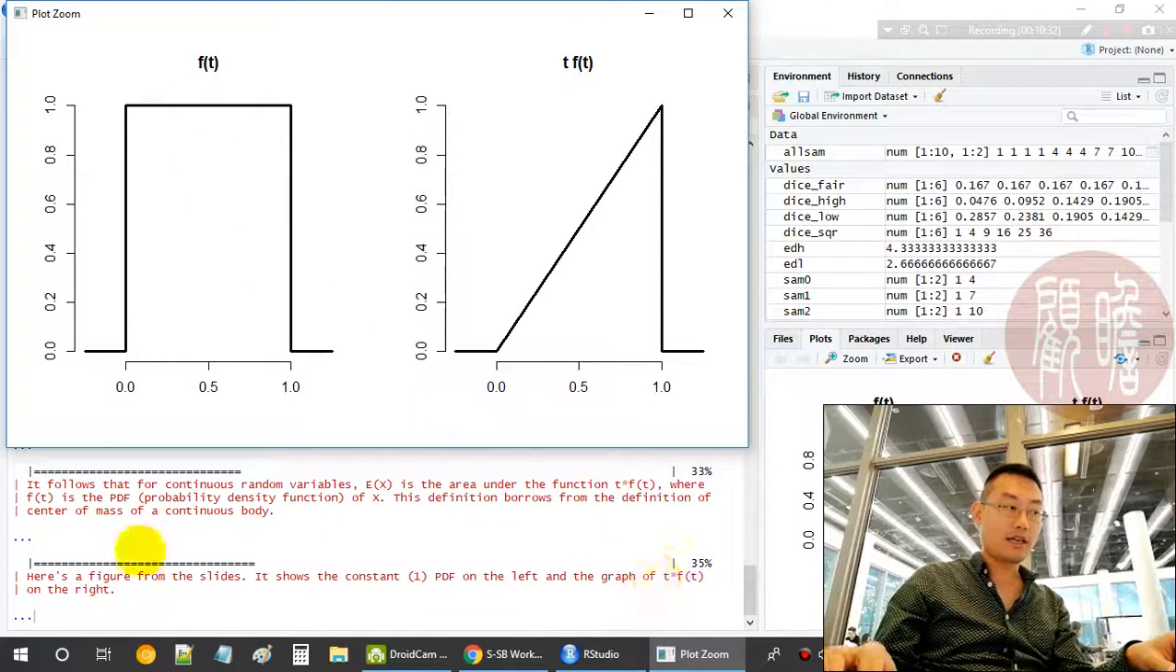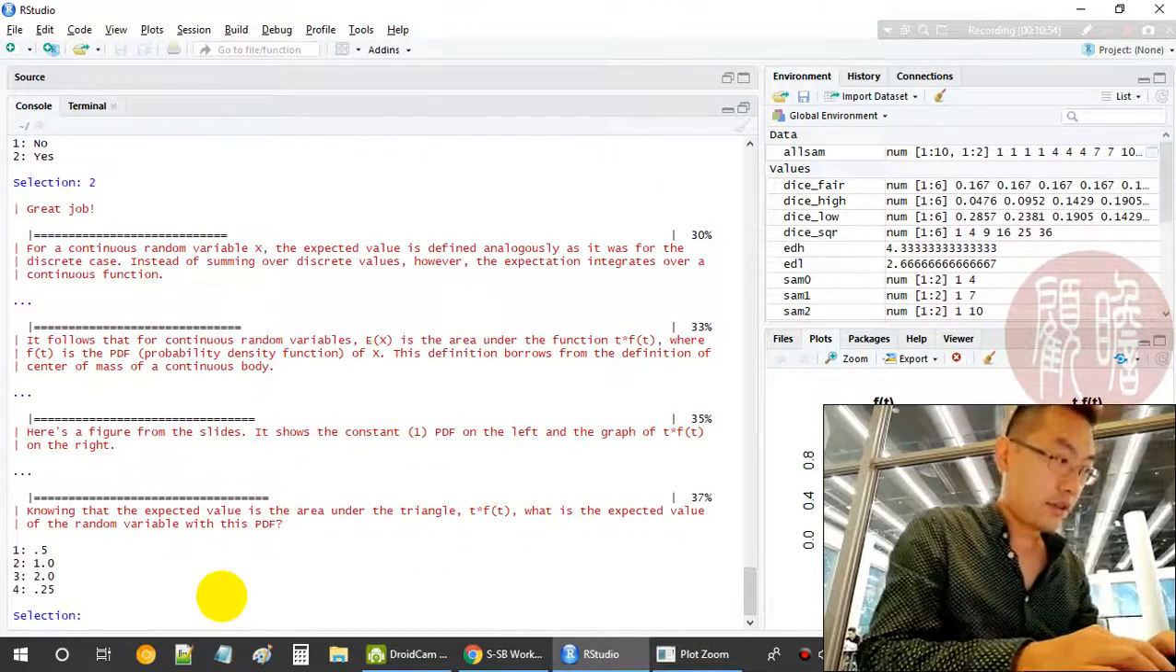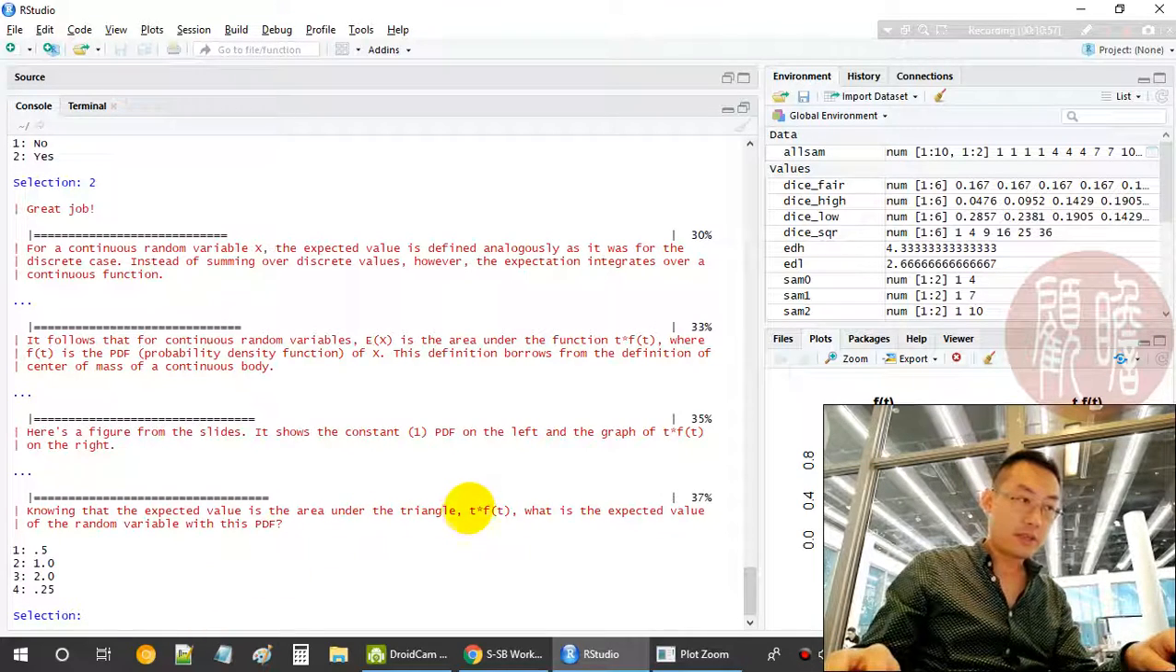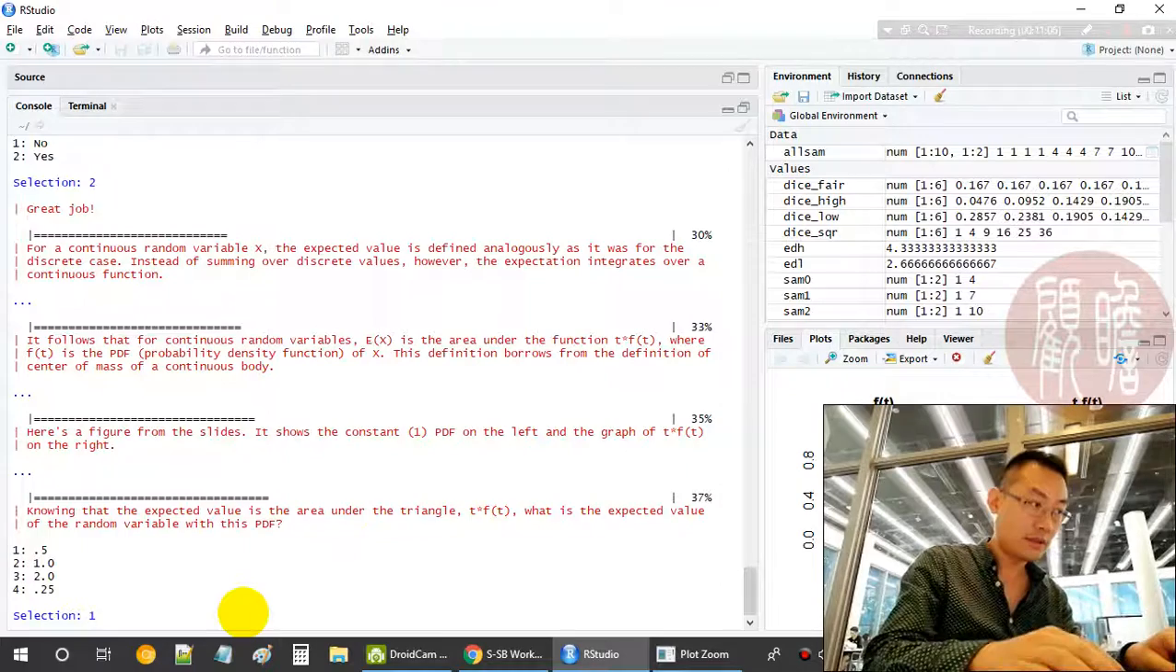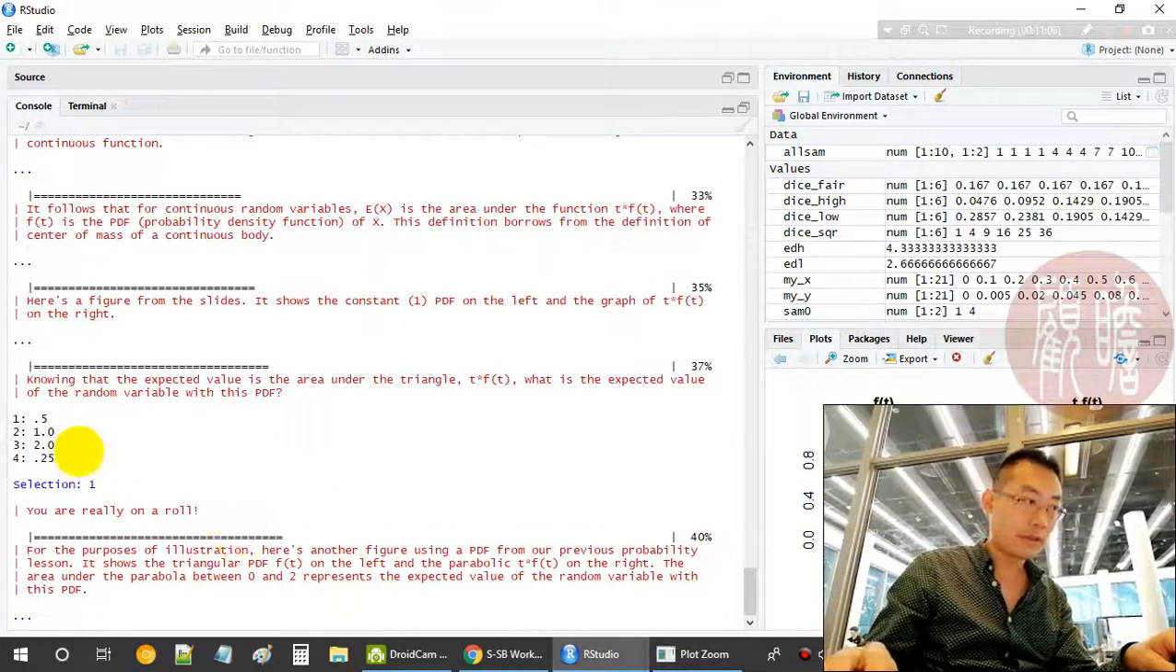So t times f(t) on the right: when t is 0.25, 0.25 times 1 gives 0.25. When t is 0.5, 0.5 times 1 gives 0.5. So this is t times f(t). Knowing the expected value is the area of this triangle under t times f(t), what is the expected value of the random variable with this PDF? Well, this is 0.5, right? 0.5 is the expected value. So you're really on the roll.